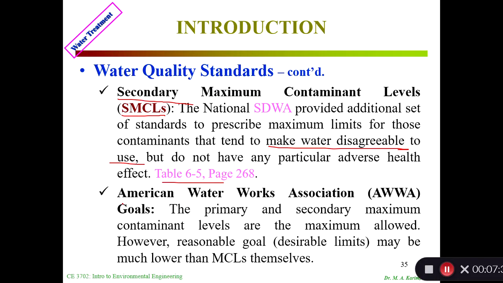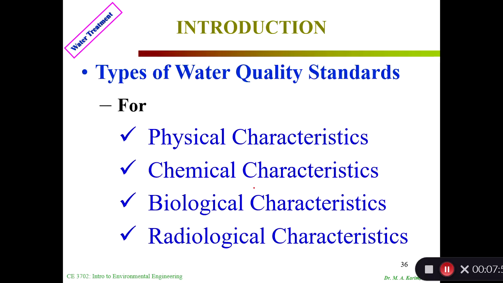Then the American Water Works Association has some goals in addition to those. The goals are something we desire to have, but they can't be enforced. The primary and secondary maximum contaminant levels are the maximum allowed, while our reasonable goals may be much lower than the MCLs themselves. Types of water quality standards again fall into four parts: physical, chemical, biological, and radiological.